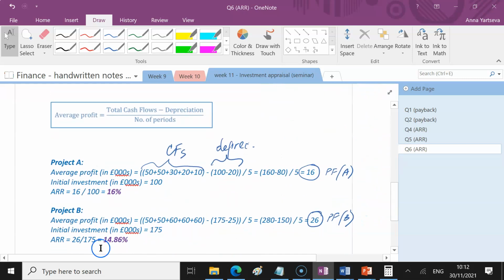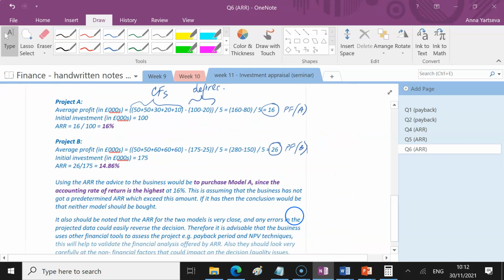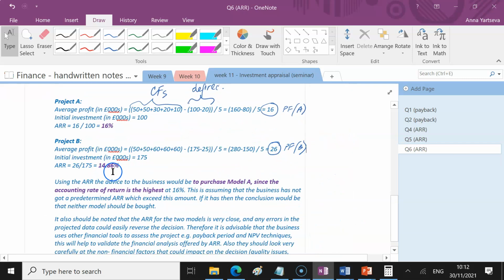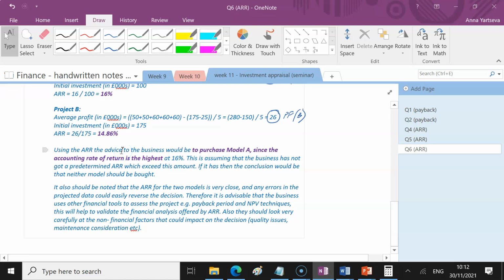So if we calculate our profitability figures or return figures based on the initial investment, we will get 16% for project A and 14.8% for project B, which implies that in spite of the higher absolute figures, the accounting rate of return for project B, or model B, is lower. That is why, strictly speaking, a company should select model A because it's more profitable based on this particular criteria, based on its rate of return, unless we want to maximize the absolute value of profit generated by the company.